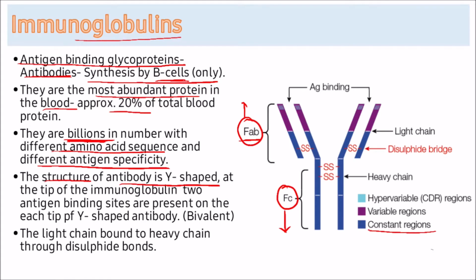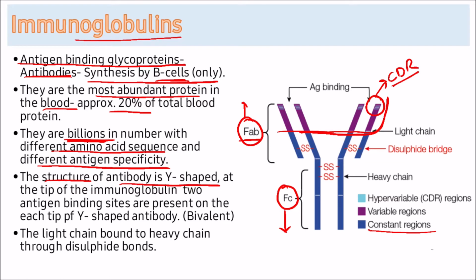So this upper purple color, these are the variable regions, and the variable region consists of CDRs. This light blue colored lines, these are the CDRs. They are mainly responsible for the interaction with the antigen. So this is the whole structure of immunoglobulin.